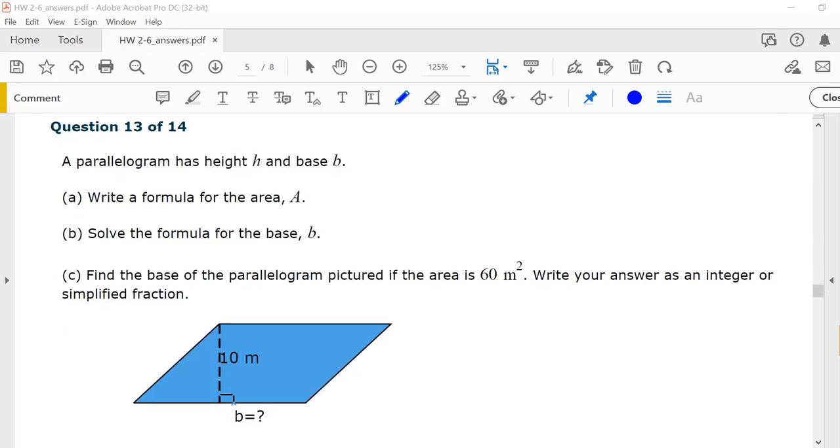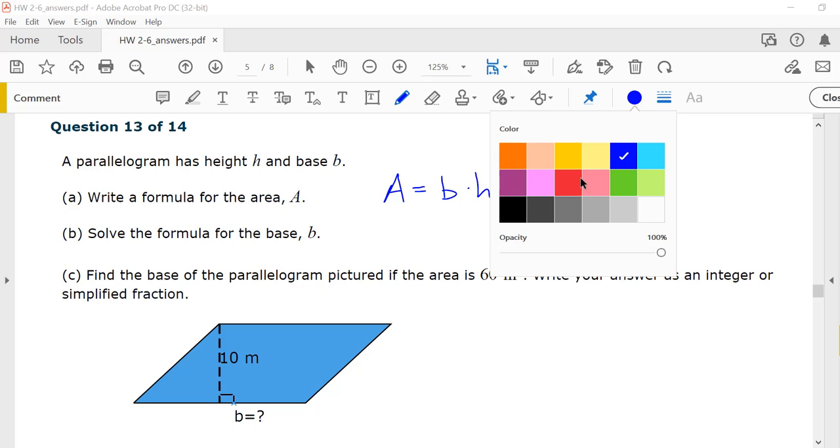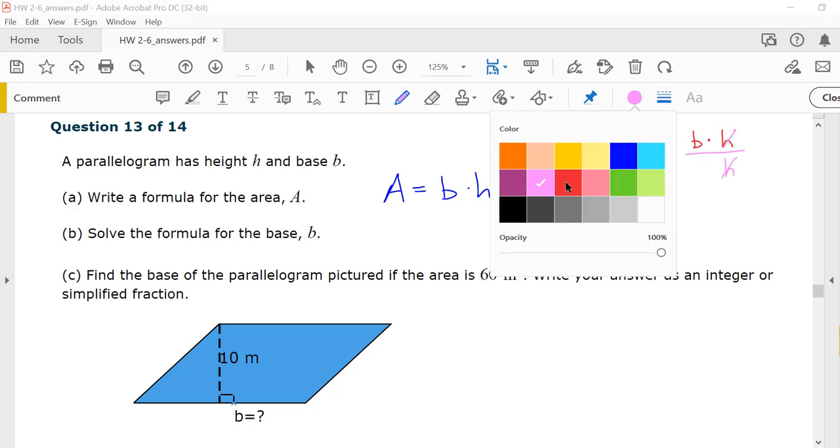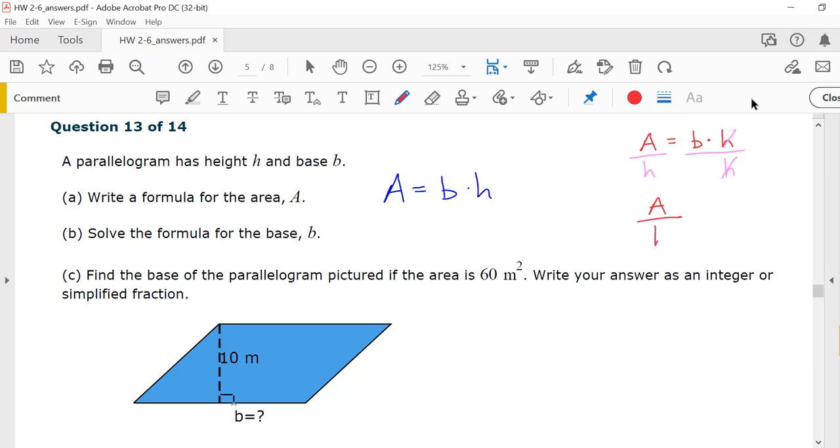Number 13, a parallelogram has height h and base b. Write a formula for the area. So the area of a parallelogram is always base times height. A equals BH. For letter B, it says solve the formula for the base. So you want B equals. So if you have A equals B times H, to get B by itself, you want to divide both sides by H. So A divided by H is equal to B.